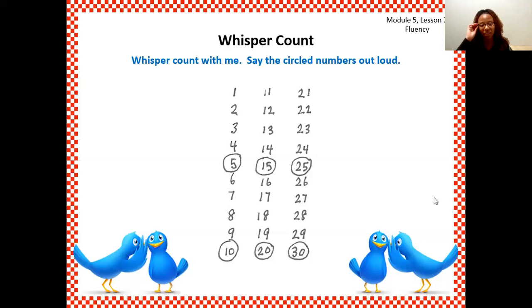On my screen, we have the numbers 1 through 30. We are actually going to count starting from the number 1, and we're going to stop at the number 30. But we're not going to say all the numbers out loud. The numbers that are not circled, we're going to whisper those numbers. For the numbers that are circled, we're going to say them out loud.